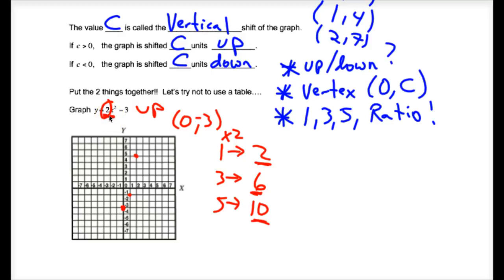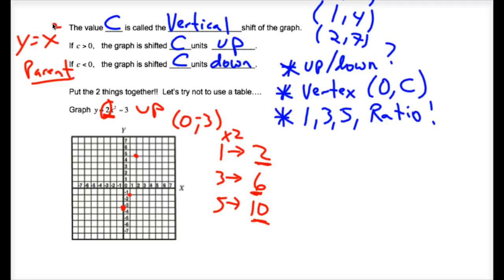Skinny or wide? Then the great question: skinny or wide compared to what? That's what Alex asked. When I say skinny or wide, what am I comparing it to? The parent function, x squared. So the parent function is x squared.